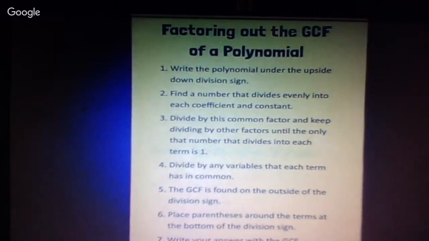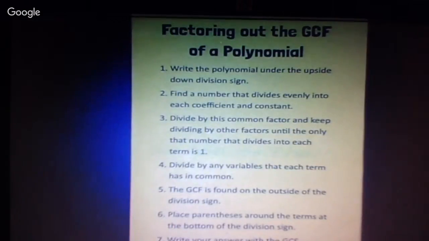Okay. These are all of your steps to factoring out a GCF. GCF stands for greatest common factor. It's what every piece of your polynomial has in common. So that could be numbers. That could be variables. Okay, they can share both. So I do what I call upside down division. Okay, I think it's easier. So I'm going to show you how I do that.